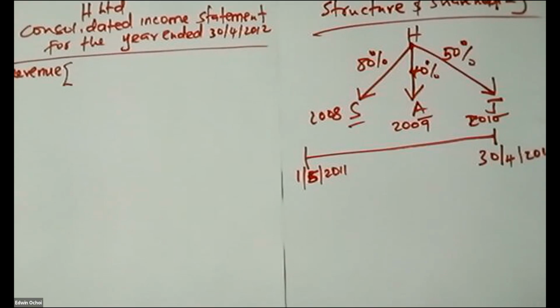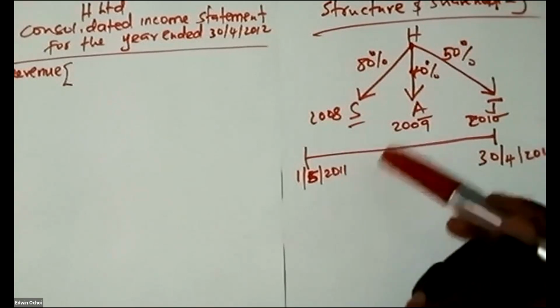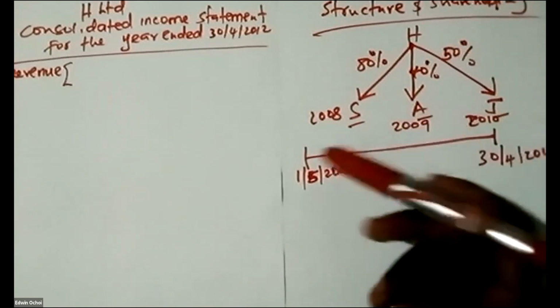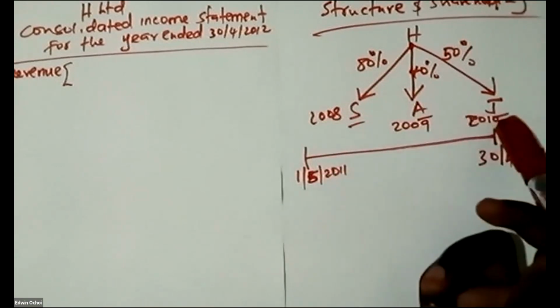So for the current year, 1st May 2011 to 30th April 2012, you have to consolidate these investee companies, which means that H will consolidate these investee companies for the entire period. If they had been acquired during the year, we would consider them from the time they existed to the end of the year. But now these were there for the entire year.